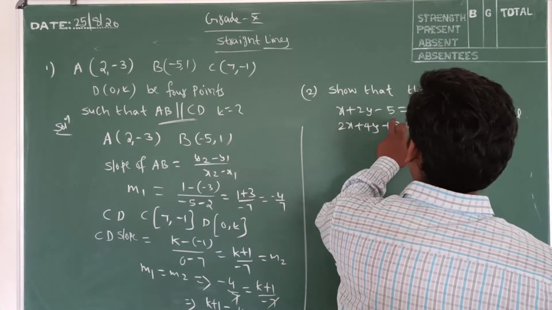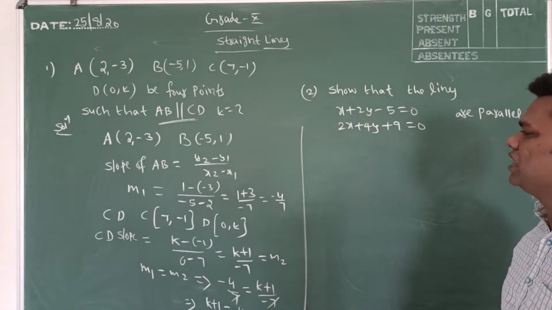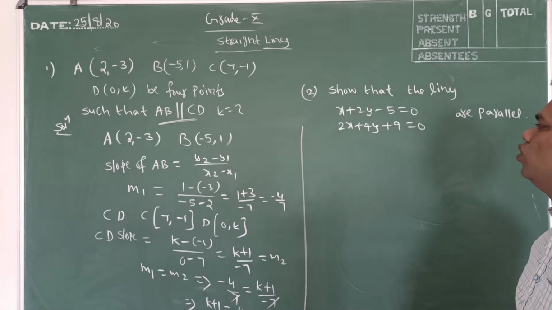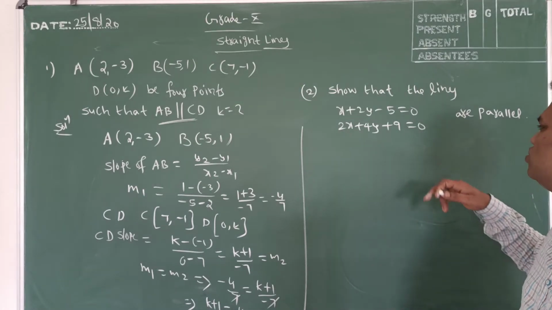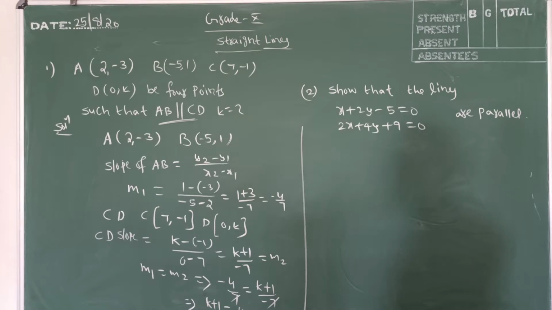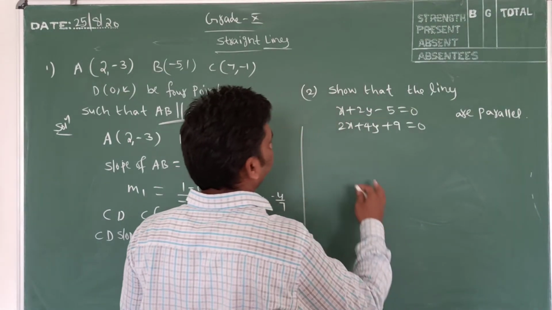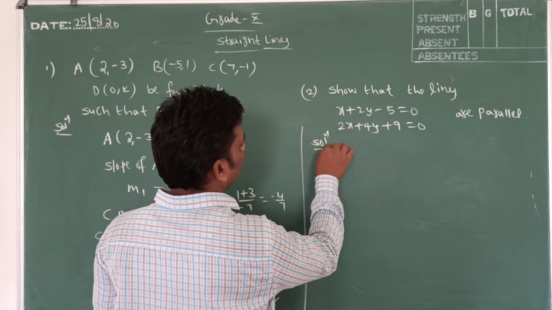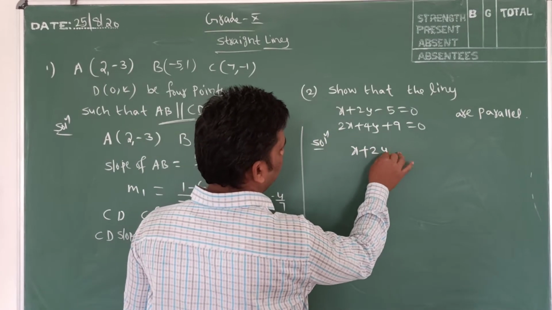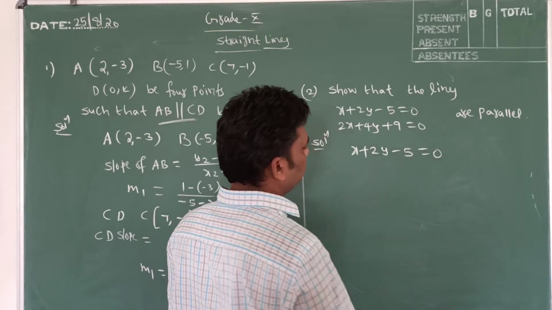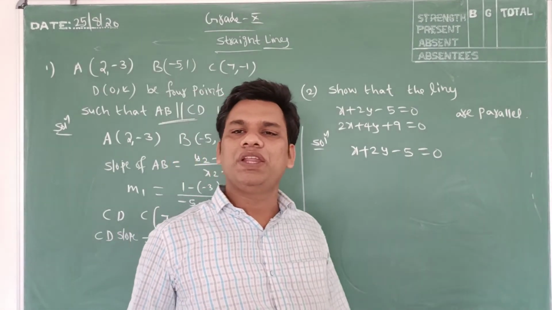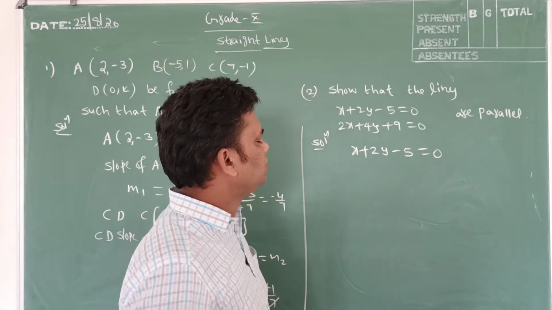Show that the lines x plus 2y minus 5 equals 0 and 2x plus 4y plus 9 equals 0 are parallel. Given x plus 2y minus 5 equals 0.